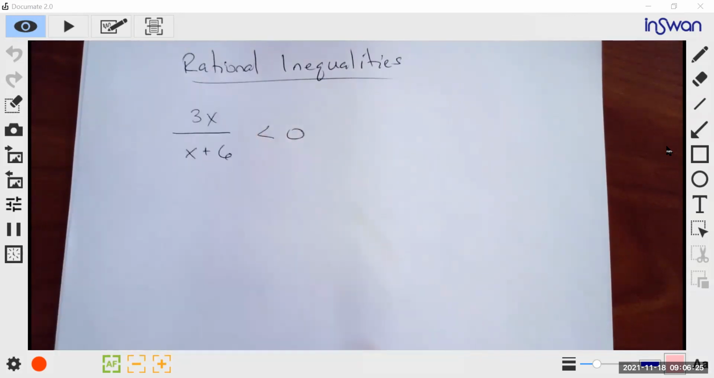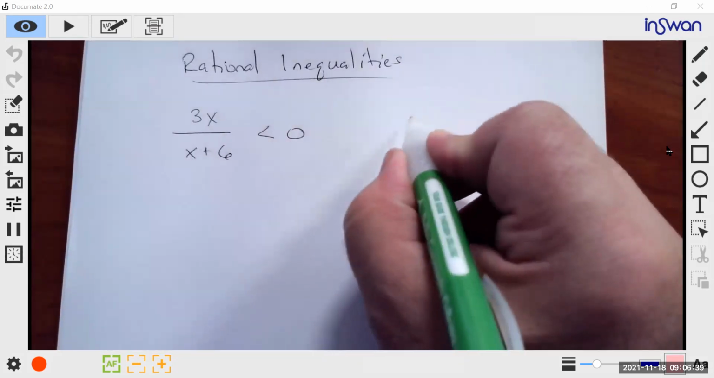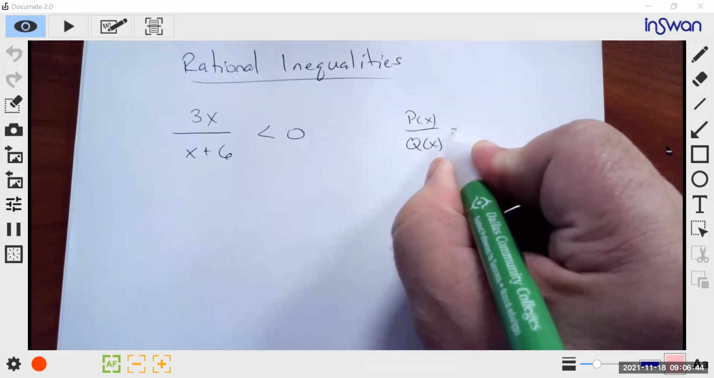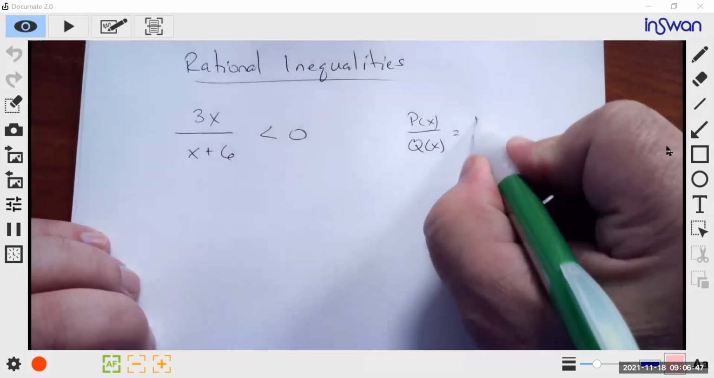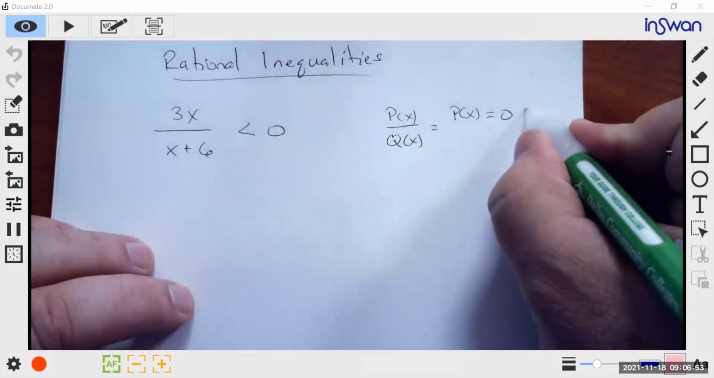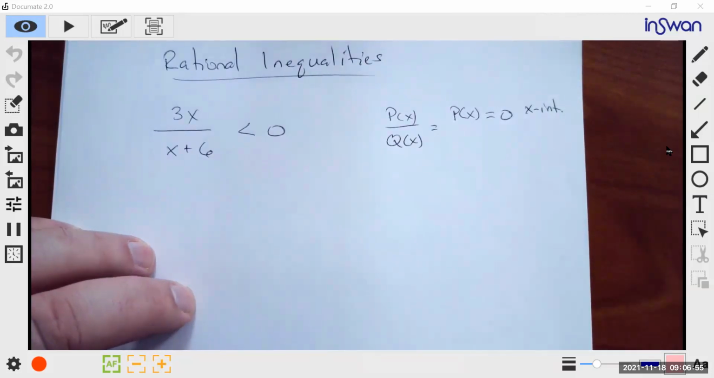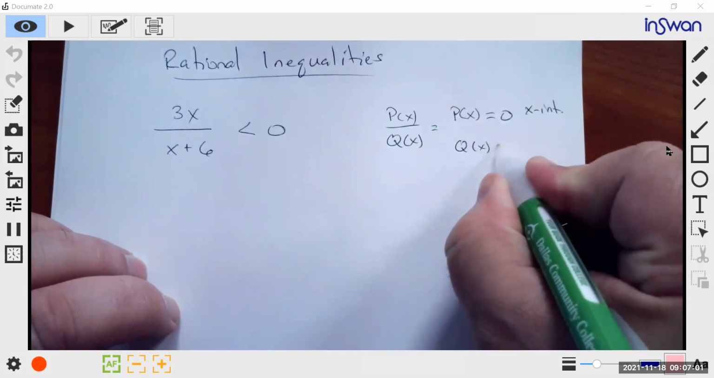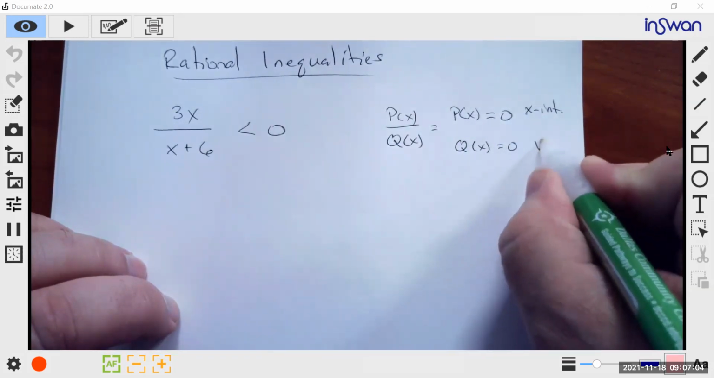And same thing, since a polynomial has to have 0 on one side. Now you have to factor both the top and the bottom. You have to factor both parts and solve them. So we have P of X over Q of X. The top part set equal to 0 gives us our x-intercepts. The bottom part set equal to 0 gives us our vertical asymptotes.